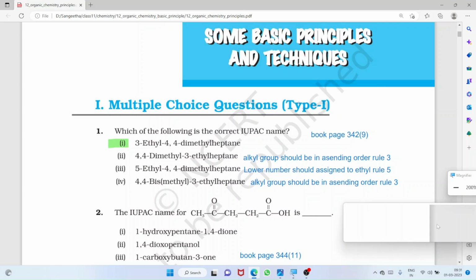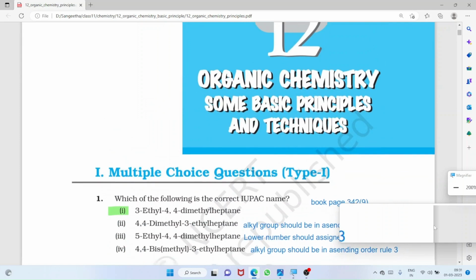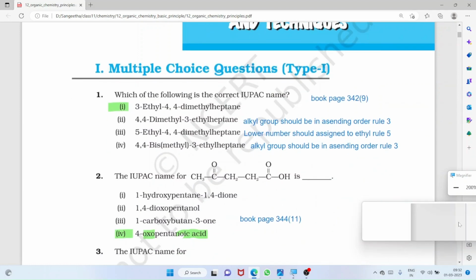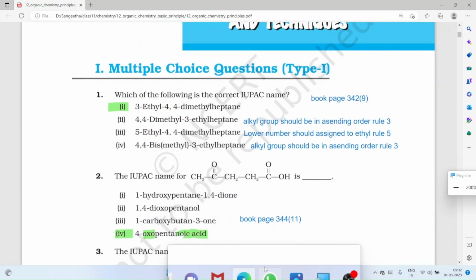Okay, now we will see the exemplar problems in Chapter 12, Organic Chemistry: Some Basic Principles and Techniques. Before going through it, I will show you some general information.